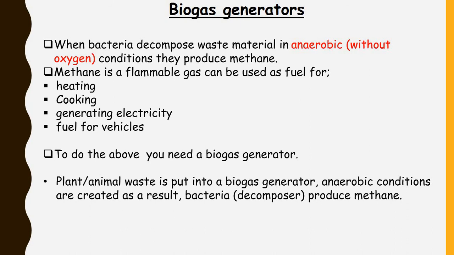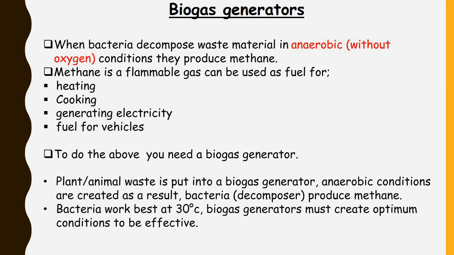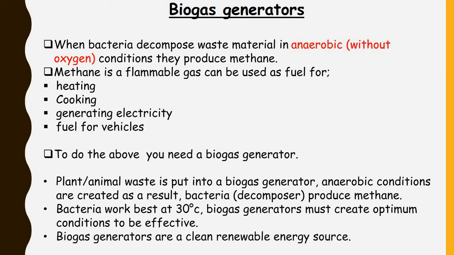Okay, so plant and animal waste is put into a biogas generator. Anaerobic conditions are created as a result, and the bacteria produce methane. So when we get decomposition in anaerobic conditions, we're able to produce methane, and that methane we can use for various applications. Really interesting stuff. Bacteria work best at about 30 degrees, and biogas generators must create optimum conditions to be effective. Biogas generators are a clean, renewable energy source.